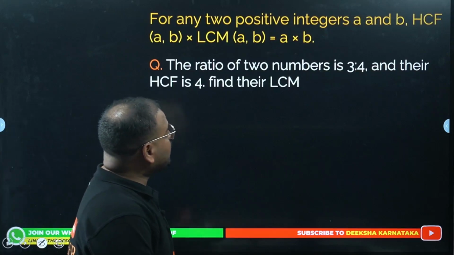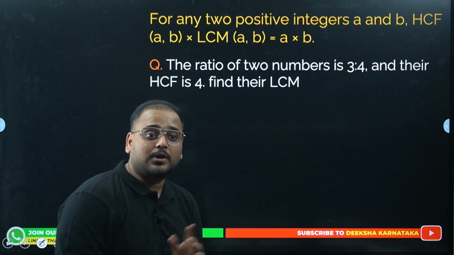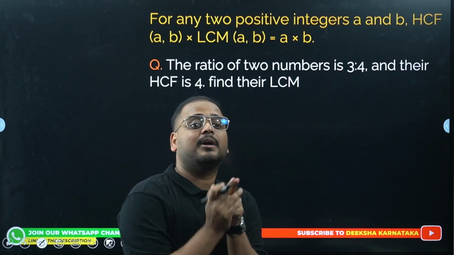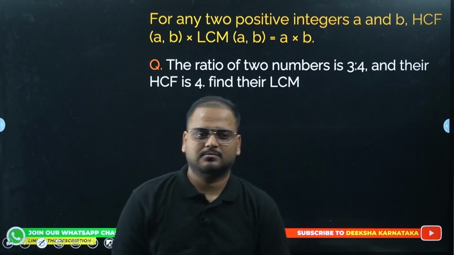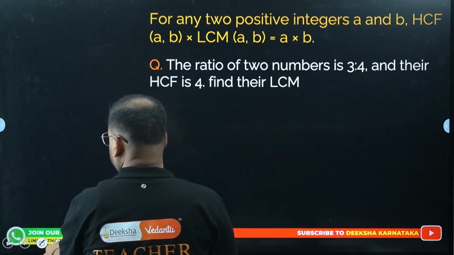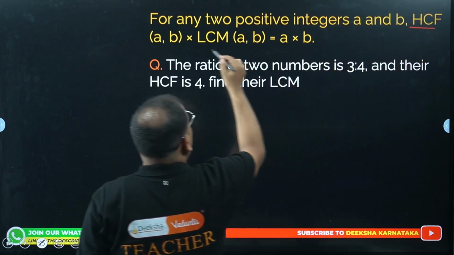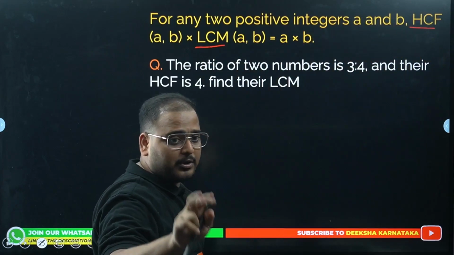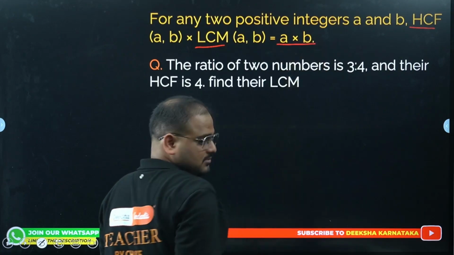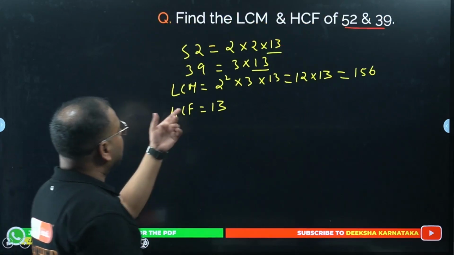Okay. For any two positive integers A and B, if the product of the HCF and LCM of the two numbers is taken, it's equal to the product of the two numbers. Let's check the previous question and apply this. If you multiply HCF and LCM of any two numbers, that is always equal to the product of the two numbers. What is the LCM here?